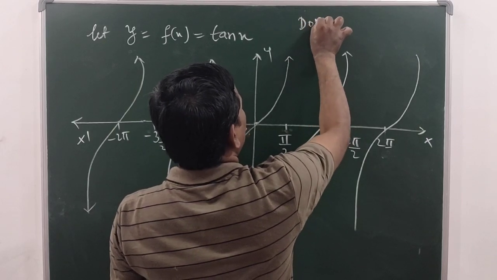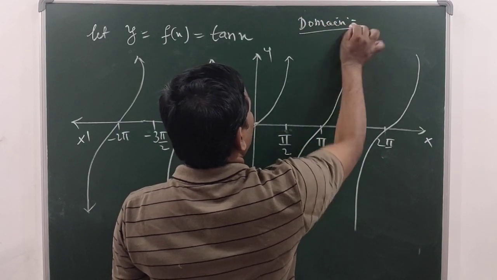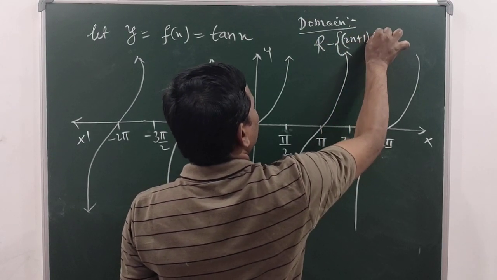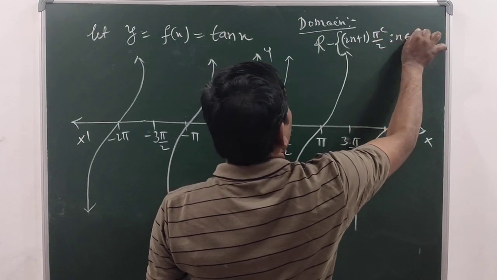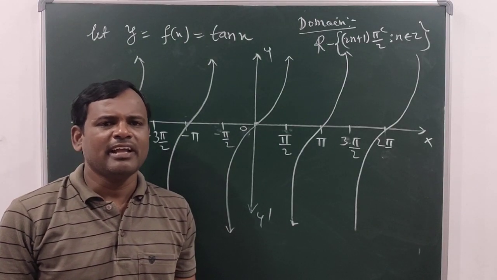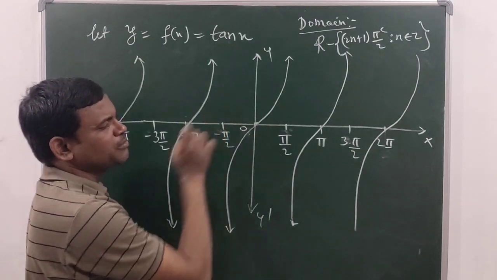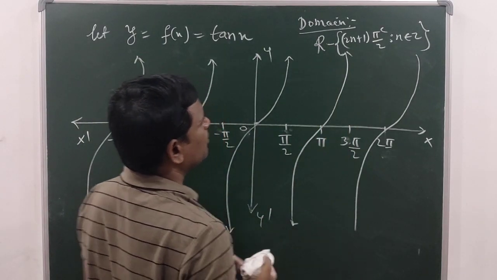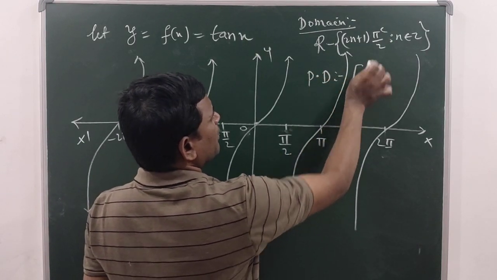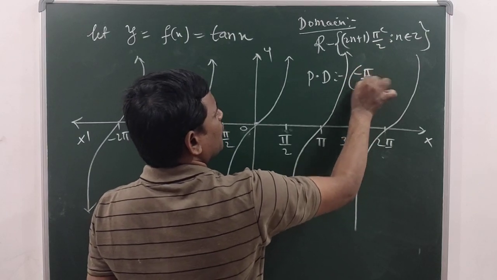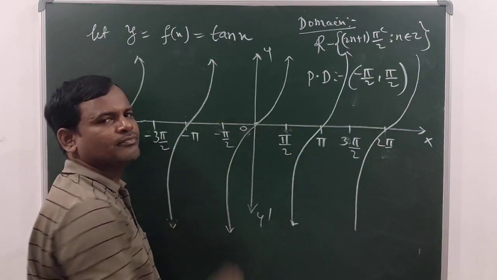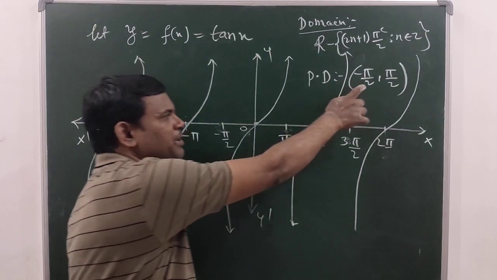Now see the domain. R minus (2n plus 1) into 90, where n belongs to Z. That is the domain of tan x. So what is the principal domain? The principal domain of the tan function is the open interval from minus 90 to plus 90. These extreme values are not included. So that will be the principal domain.